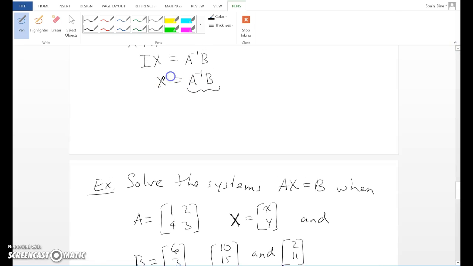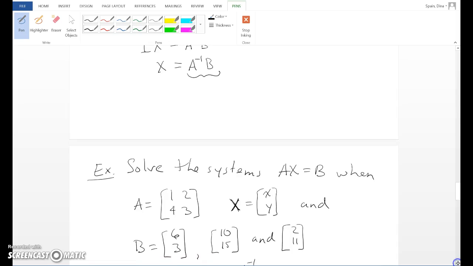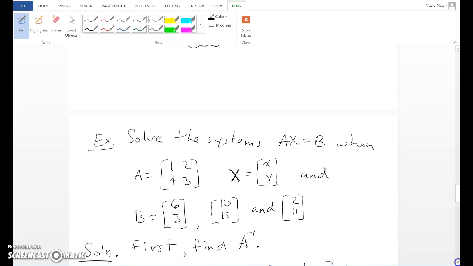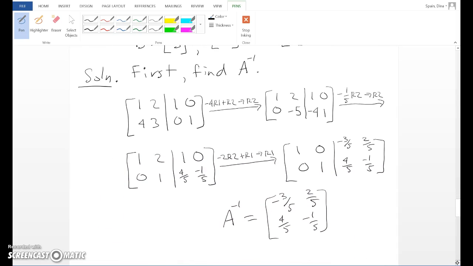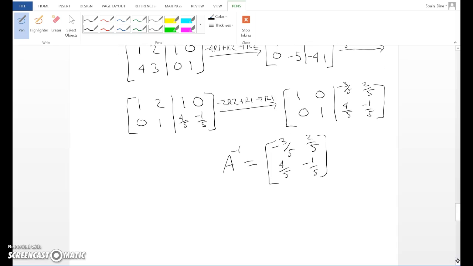Remember to get the answers for x to find out our variables, we're going to take A inverse times our B matrix. A inverse times our B matrix. Alright, so we have A inverse, so times the first B. Now we're going to have x is equal to, and remember our x is that matrix x, y. Right? That's going to be equal to A inverse times B.